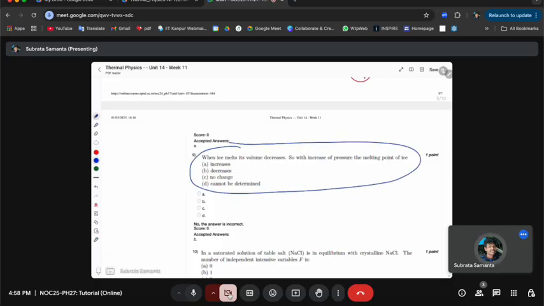When ice melts, its volume decreases, right? So with increase of pressure, the melting point of ice. Okay, so I repeat the question. When ice melts, its volume decreases. That's true, right? And so with increase of pressure, the melting point of ice obviously decreases, right? So option B is correct.